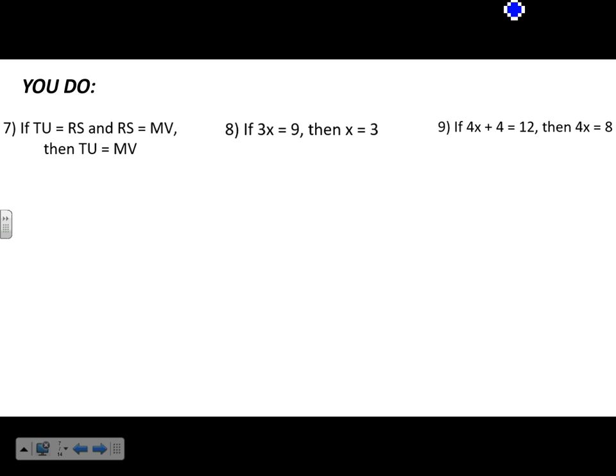Number 7, if TU is equal to RS and RS is equal to MB, then TU is equal to MB. So TU is equal to RS and then RS is MB. It's kind of nice if you see, I know some people have done this where they cross out everything in the middle since RS are the same. So you have TU is equal to MB. If that's how you want to think about it, you can. But that's the transitive property. Now again, don't put the law of syllogism on this because we're looking for a property. I know it seems very similar, but it's not exactly the case.